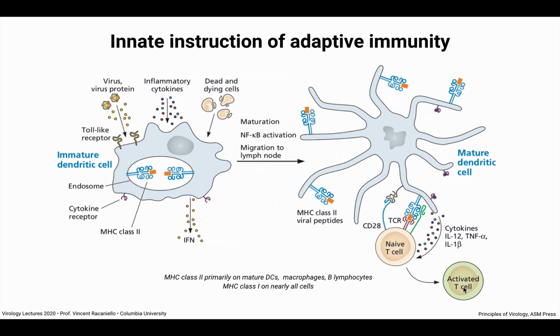This activation requires not only recognition of the peptide in MHC2 by the T cell receptor, but also a co-stimulatory molecule, CD28, and cytokines produced by the dendritic cell. This MHC class 2 molecule is present primarily on mature dendritic cells on the surface, macrophages, and B lymphocytes. In contrast, class 1 is on nearly all cells, and you'll see what happens with class 1 later on.